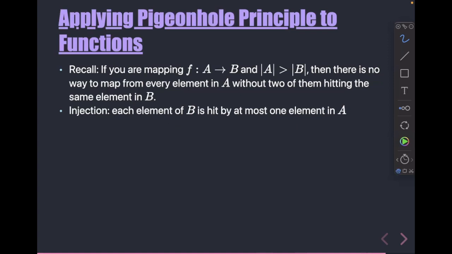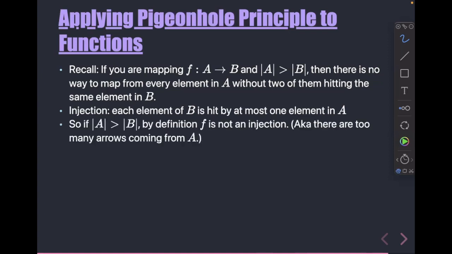And so an injection means that each element of B is hit by at most one element of A. So if A is greater than B, then by definition, F is not an injection, right? That's what we were saying before. There could be too many arrows coming from A. So for F to be an injection, A cannot be bigger than B.